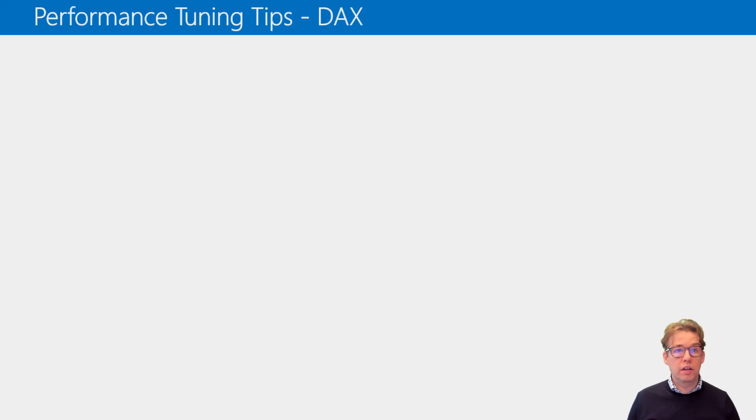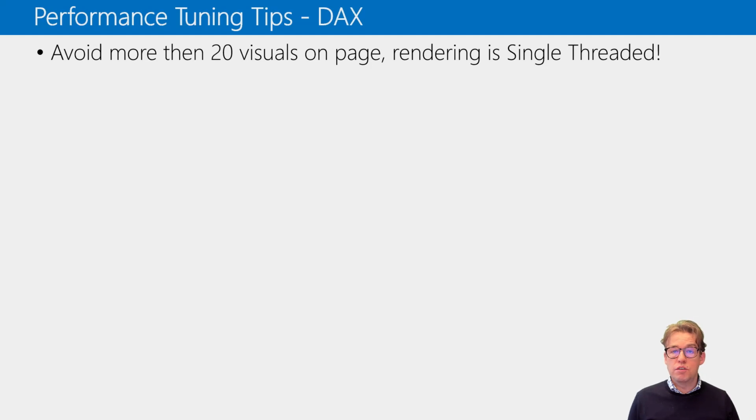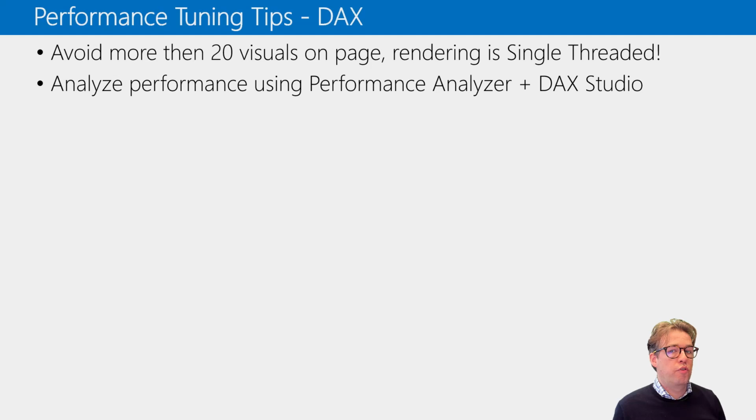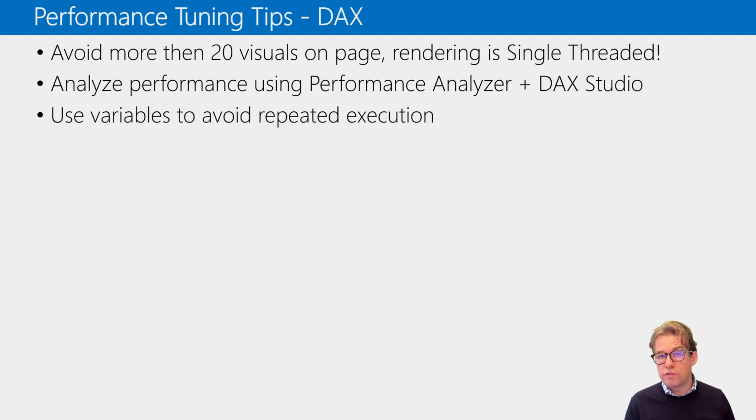Okay, to wrap it up, if you want to look at some performance tuning tips in DAX, it's important to not have too many visuals on the page because of the rendering, which is single-threaded, or otherwise you have a lot of other waiting times. Use the performance analyzer with DAX Studio together to see where the bottlenecks are, and how many queries are executed against the storage engine. Use variables as much as possible, because then you don't have repetition in your DAX formulas. If you use a variable, it is only evaluated when the variable is really used.